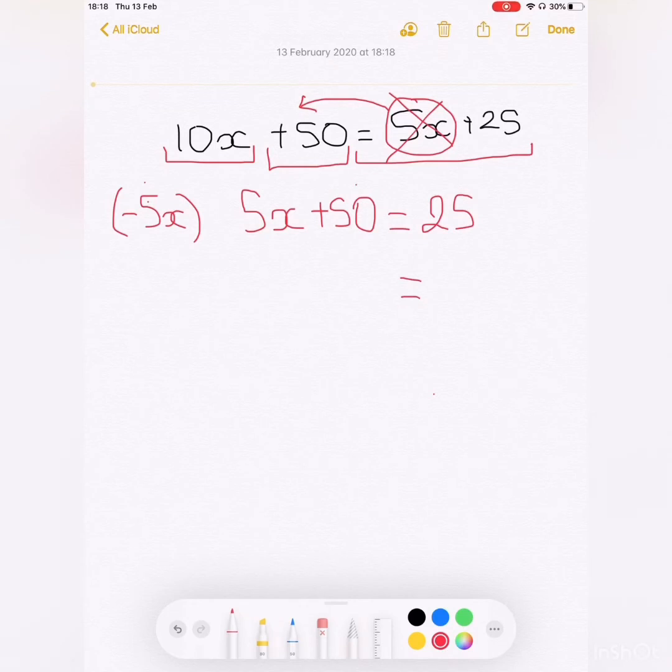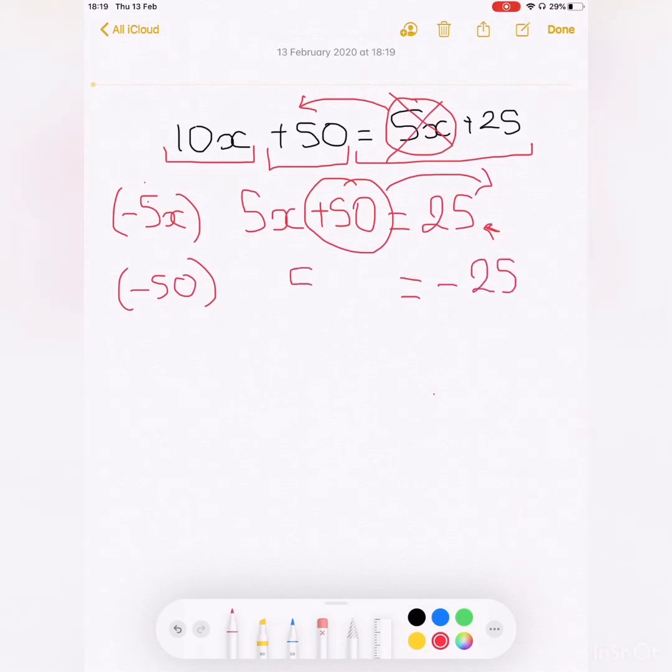And now we're going to want to move this 50 onto this side, so it becomes a minus 50. So be careful here because now we're going to go into negative numbers, because we're going to do 25 take away 50, which is minus 25. So we get that 5x equals minus 25. So 1x equals minus 5 because we divide both sides by 5.